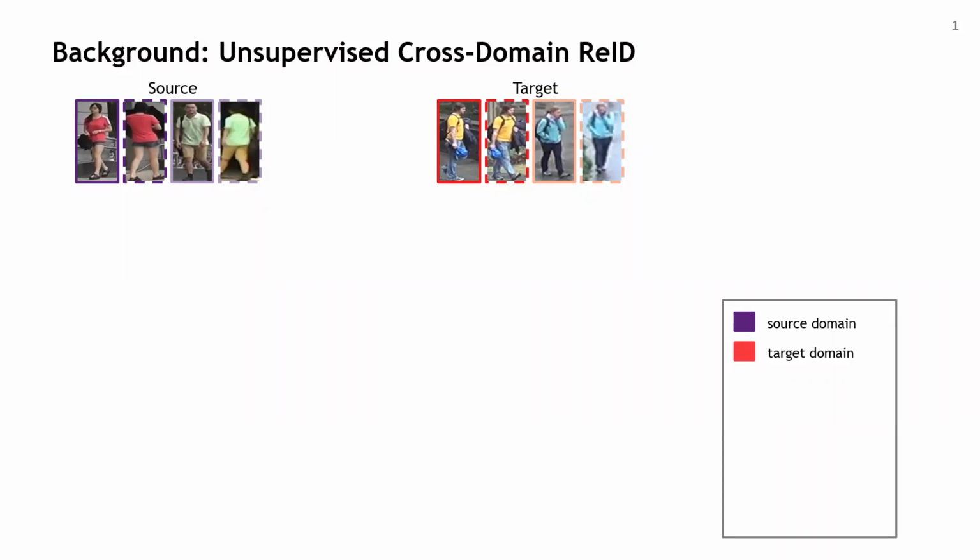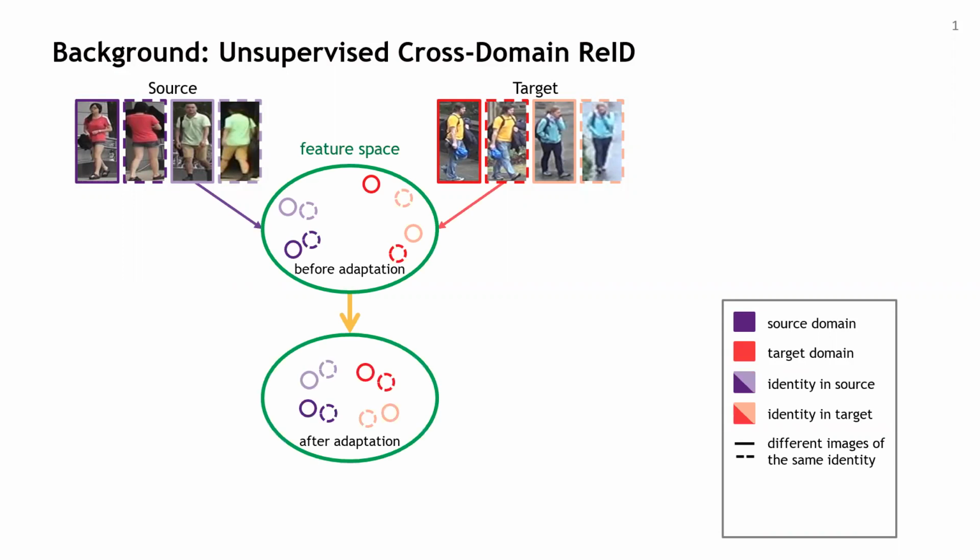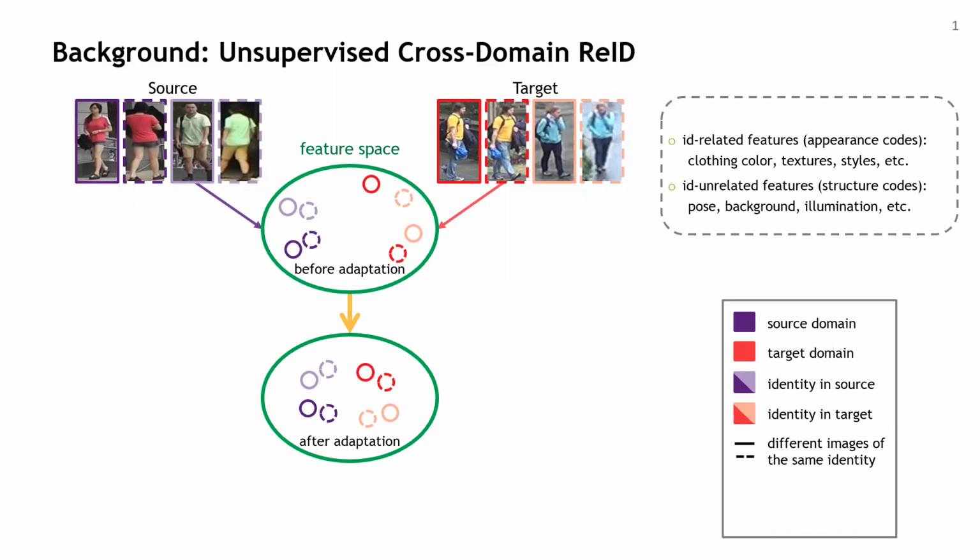For most previous adaptation works, adaptation is typically operated on the feature space. However, the feature space usually encodes both ID-related and ID-unrelated factors. The adaptation of ID-unrelated features can hurt the adapted ReID model, and it might be helpful to separate or disentangle these factors for cross-domain adaptation. The advantage of disentangling ID-related and ID-unrelated factors was previously explored by DGNet, which is proposed for supervised ReID in a single domain.